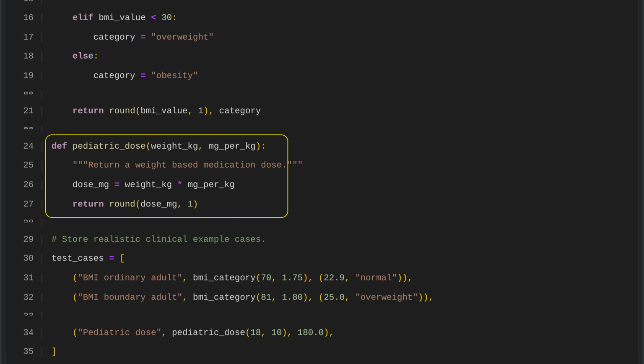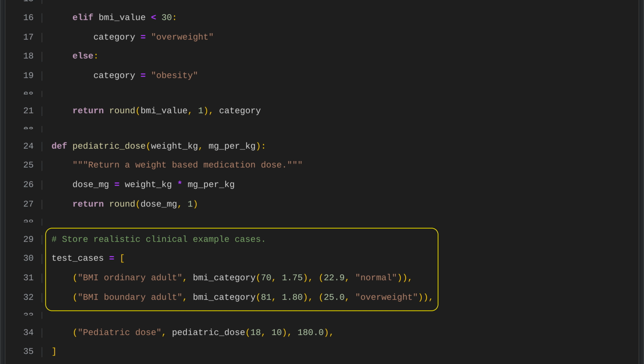The pediatric dose function calculates a child's medication dose using the child's weight in kilograms and the prescribed milligrams per kilogram. It multiplies these values to get the total dose in milligrams, rounds the result to 1 decimal place, and returns the rounded dose. A set of test cases is created to check the clinical functions.